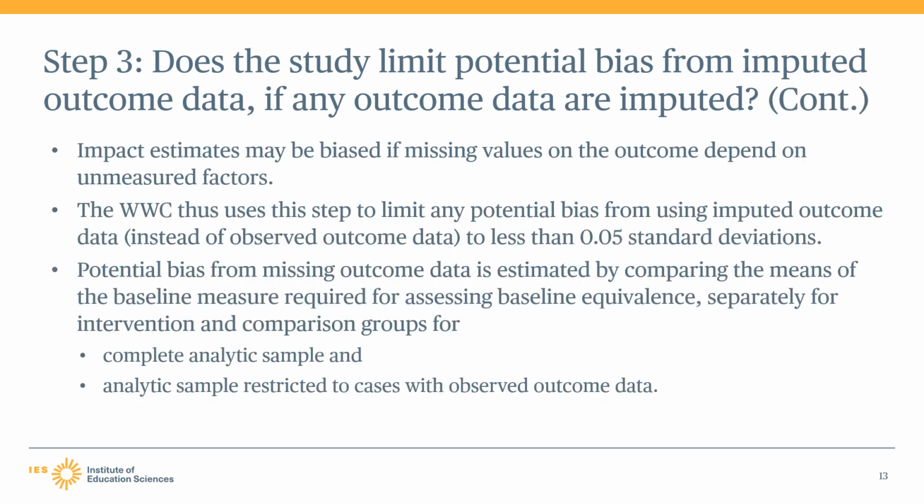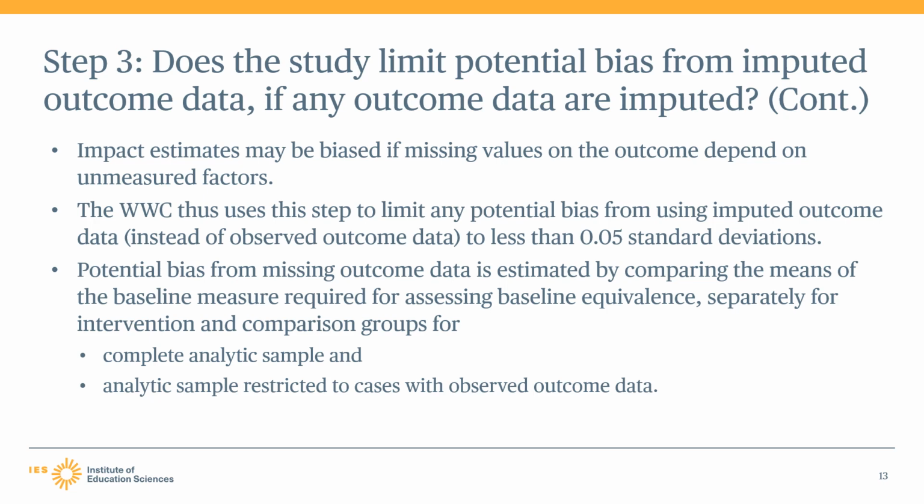The imputation methods that the WWC considers acceptable are all based on an assumption that the missing data depend on measured factors but not unmeasured factors. If this assumption does not hold, then the impact estimates from the study may be biased. This is why the WWC requires these types of group design studies to use approaches that demonstrate that they limit the potential bias from imputation methods to less than 0.05 standard deviations.